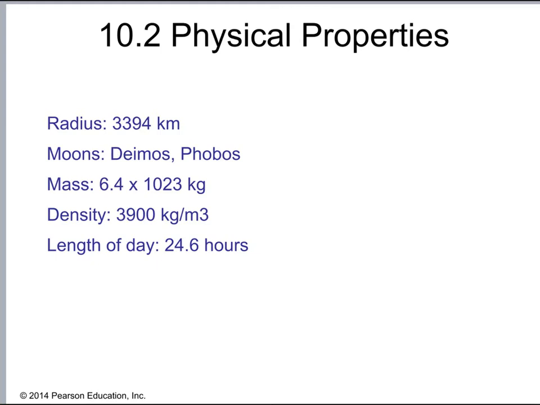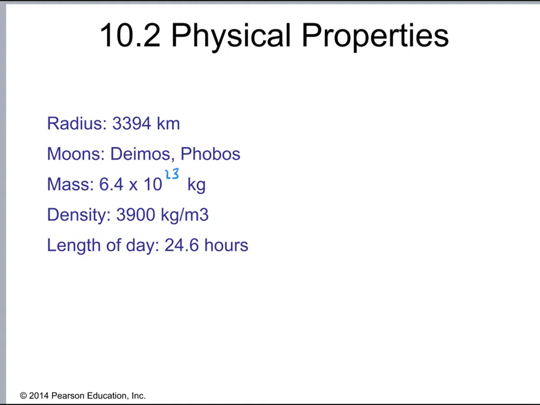One of the most obvious differences is its size. Now, when you look at some of the physical properties of Mars, you can see that the radius of Mars is about 3,400 kilometers. That compares to the radius of the Earth, which is about 6,400 kilometers. So the radius is significantly smaller, and also the mass of Mars, which is 6.4 times 10 to the 23, compares to the mass of the Earth, which is about 6 times 10 to the 24. So the mass of the Earth is about 10 times bigger than the mass of Mars, and we can see the radius is about half.